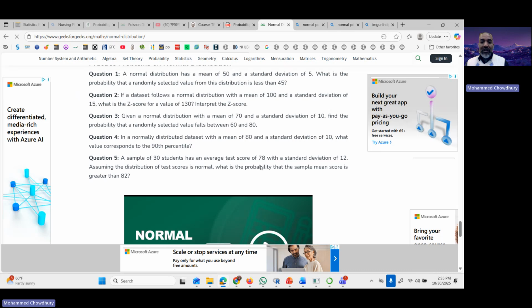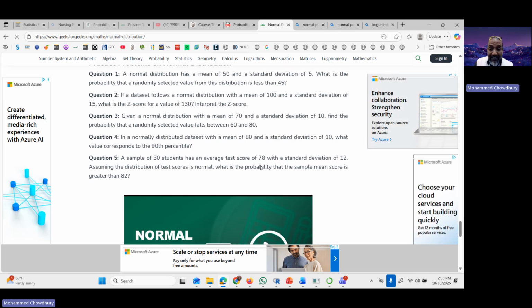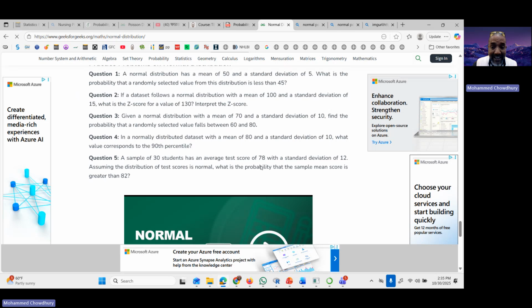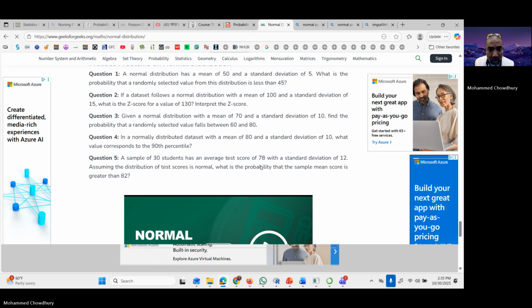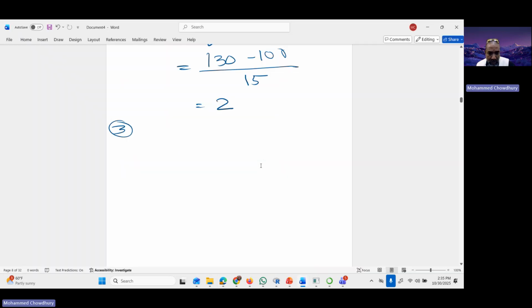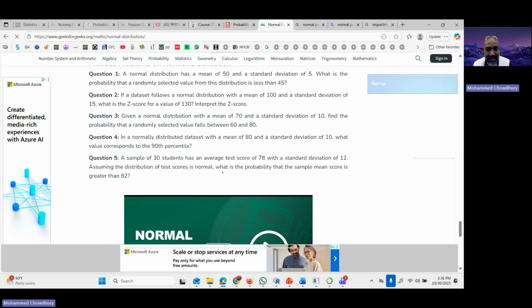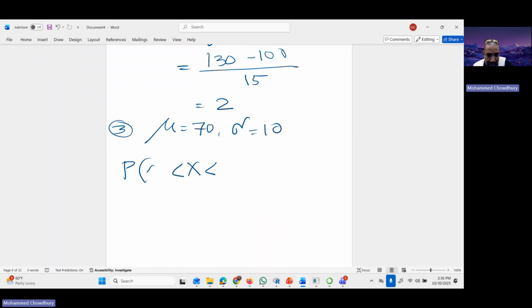Given a normal distribution with a mean of 70 and a standard deviation of 10, find the probability that a randomly selected value falls between 60 and 80. So 70 and 10. Given mu equal to 70 and standard deviation equal to 10, the question is asking for the randomly selected value falls between 60 and 80.